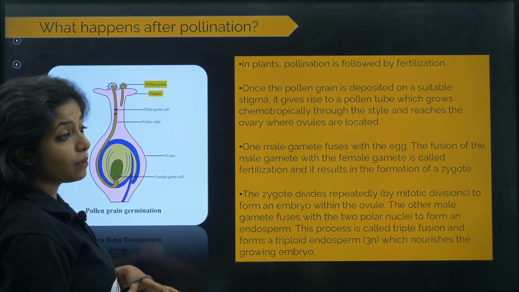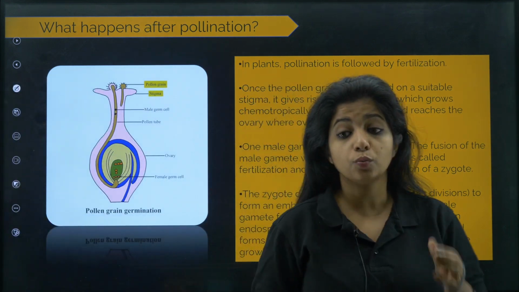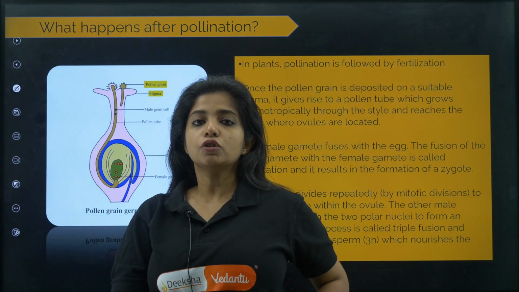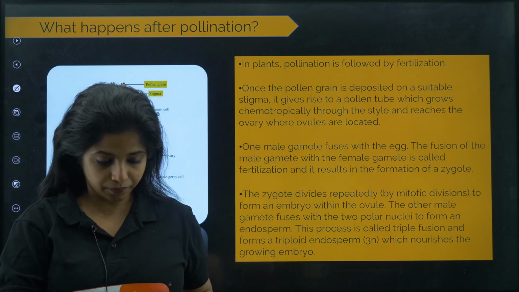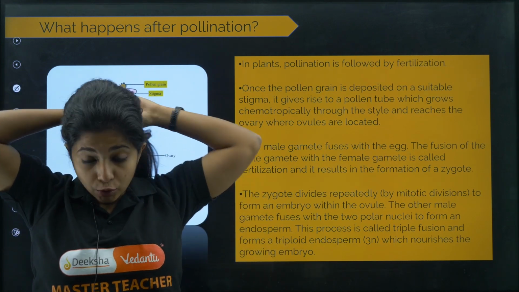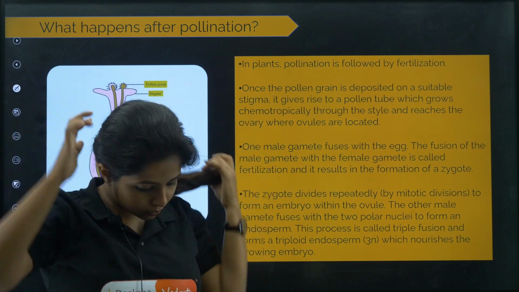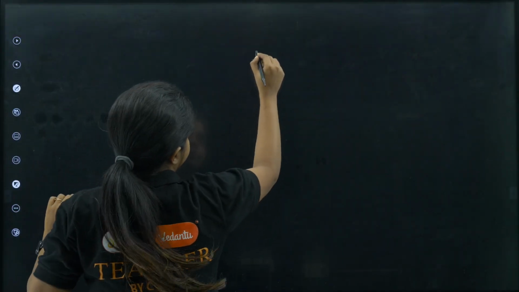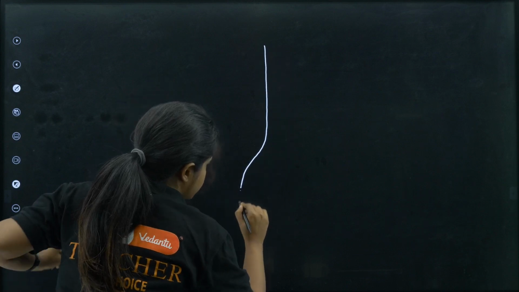Next thing, what happens after pollination? One very important question. What will happen after pollination, my dear children? Pollination means you have the pollen grains. Now, listen to me carefully. With this, I am going to explain you a lot of things. See, this is the style, this is the ovary.